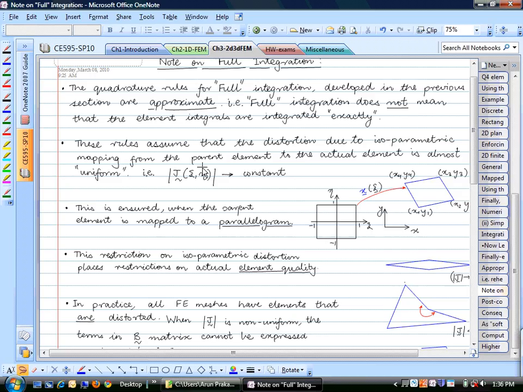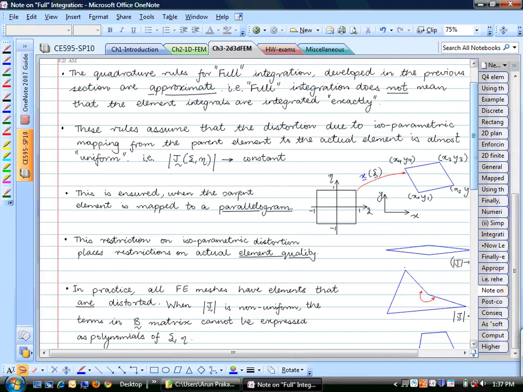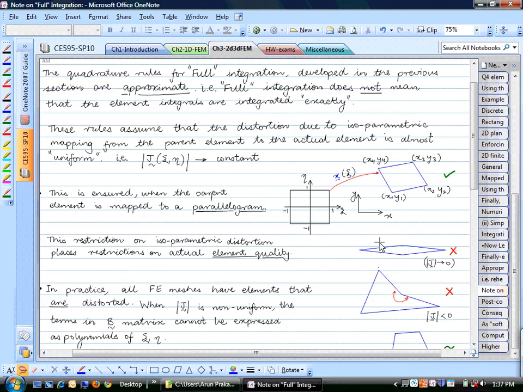I've already mentioned that these are estimates when J is constant. Now if you restrict J, the point-wise change in area from the parent element to the actual element, to be more or less uniform throughout the domain, it places some restrictions on element quality. What does that mean? It means that if you make a mesh of a two-dimensional domain, you should not have any elongated elements like this. In this case, J is going to tend to 0 as you shrink the height of this element. So what does J measure?